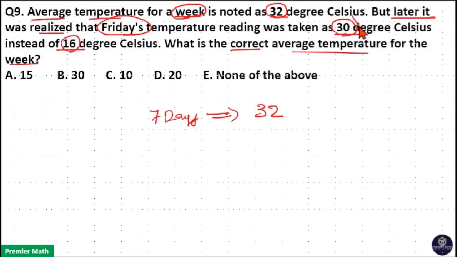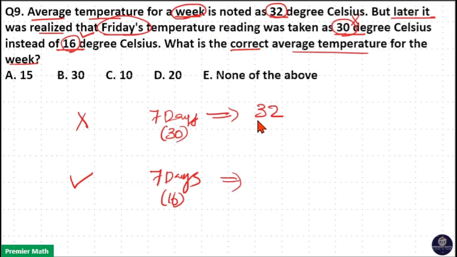That is, 30 degrees is a false reading, 16 degrees is the actual reading. So this 32 degrees was calculated with the reading 30 degrees. That is, this is a false reading. So we need to find out the actual reading, that is the true reading for the week. Week means 7 days. So for 7 days, the actual reading is 16 degrees instead of this 30 degrees. So you can see with the 30 degree reading, the average temperature is 32 degrees. Then with the 16 degree actual reading, the average temperature will decrease.